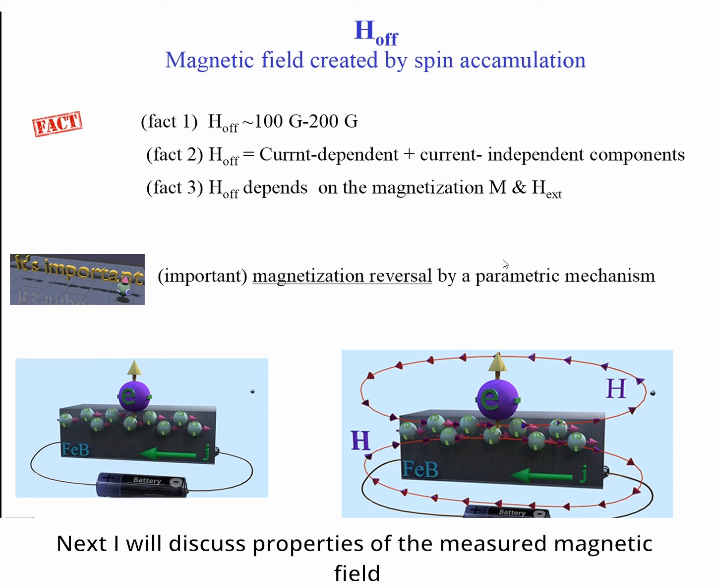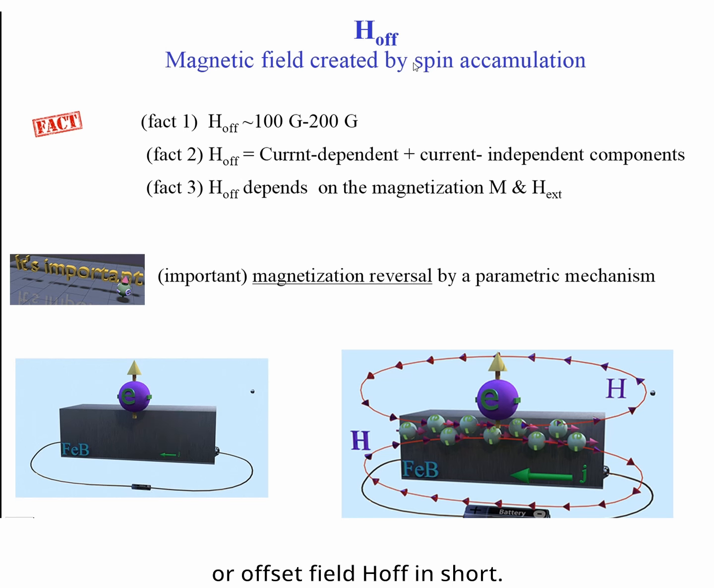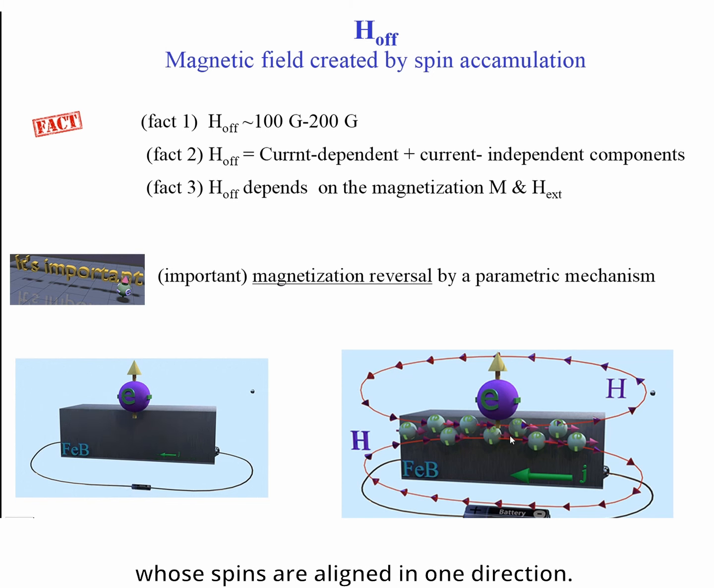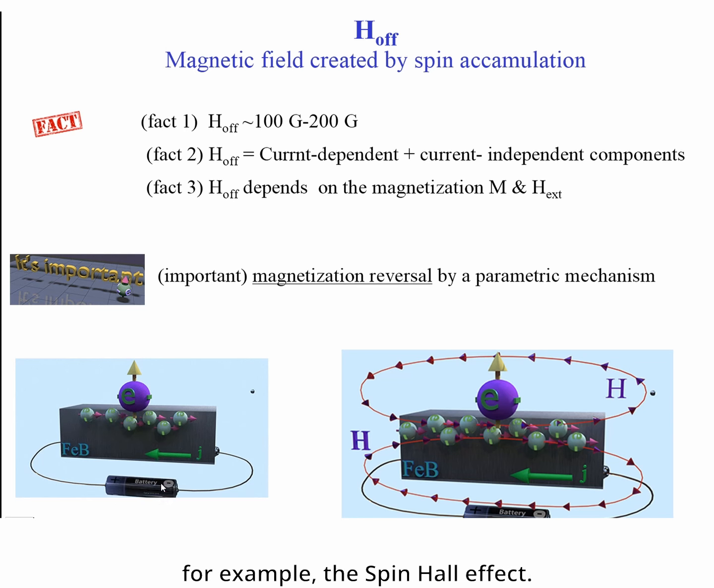Next, I will discuss properties of the measured magnetic field, which is created by the accumulated spin-polarized electrons, or offset magnetic field in short. The spin accumulation means that there is a group of conduction electrons whose spins are aligned in one direction. The spin accumulation is created by electrical current due to, for example, the spin Hall effect.